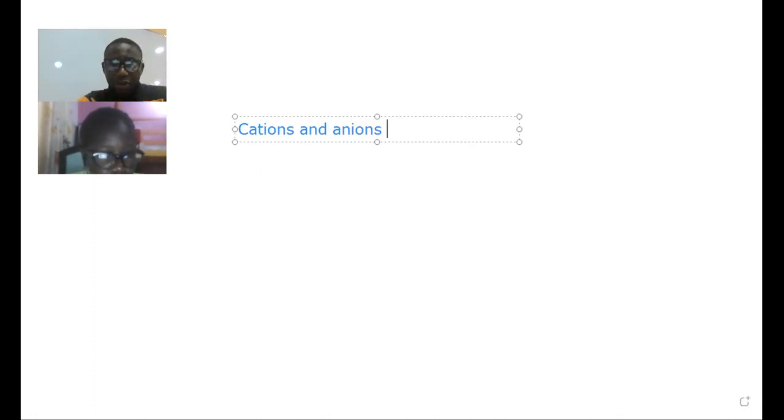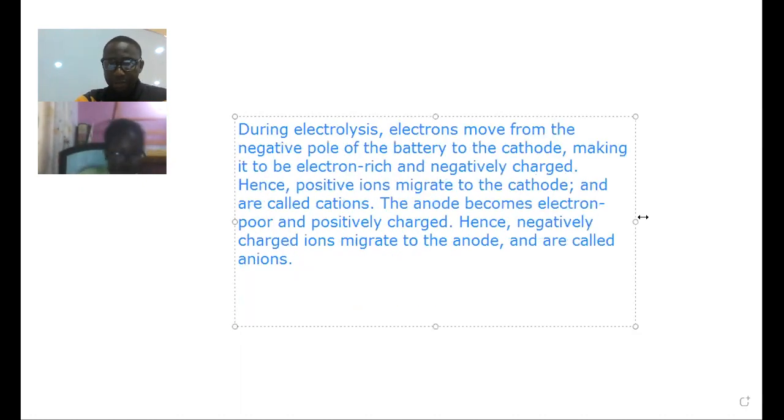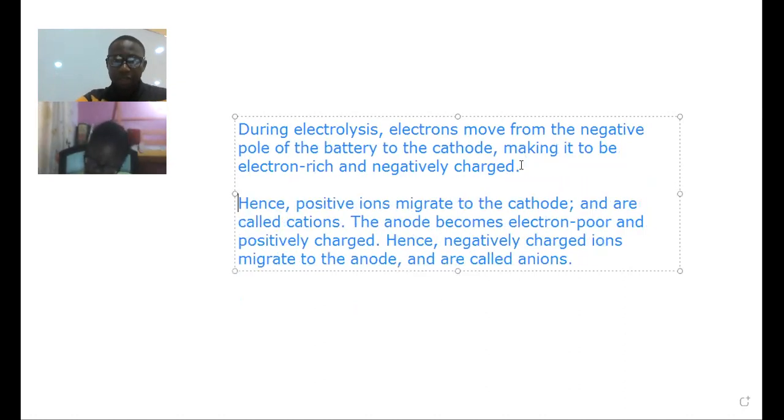Electrons move from the negative pole of the battery. During electrolysis, oh, I think I really need to share this out. This is a principle of electrolysis. Okay, I just did now.